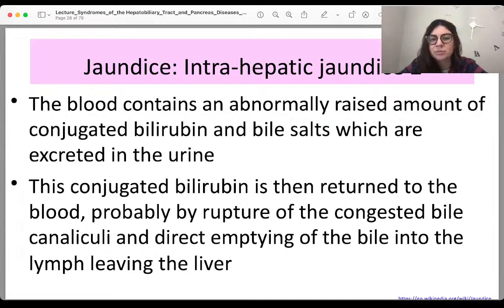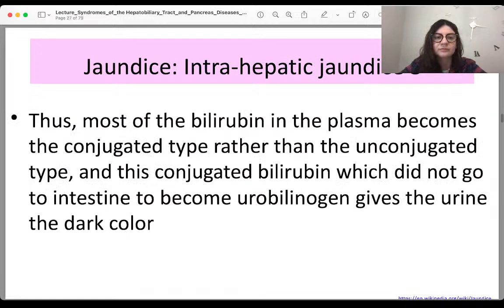This conjugated bilirubin is then returned to the blood, probably by rupture of the congested bile canaliculi and direct emptying of the bile into the lymph leaving the liver. Thus, most of the bilirubin in the plasma becomes the conjugated type rather than the unconjugated type. This conjugated bilirubin, which did not go to the intestine to become urobilinogen, gives the urine a dark color.